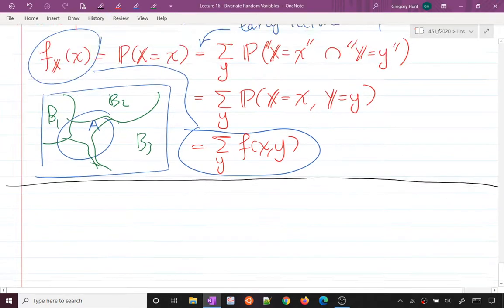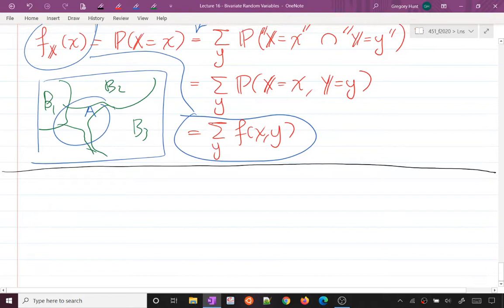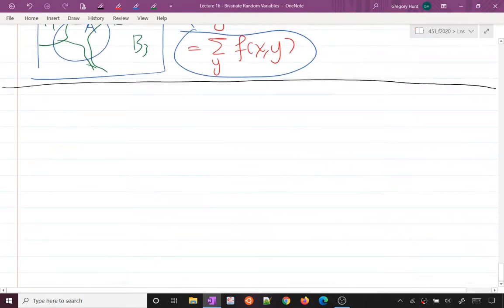So that's a really nice fundamental relationship. Now let's look at an example of how that works. And this is going to shed some light on the word marginal and why we use that word.